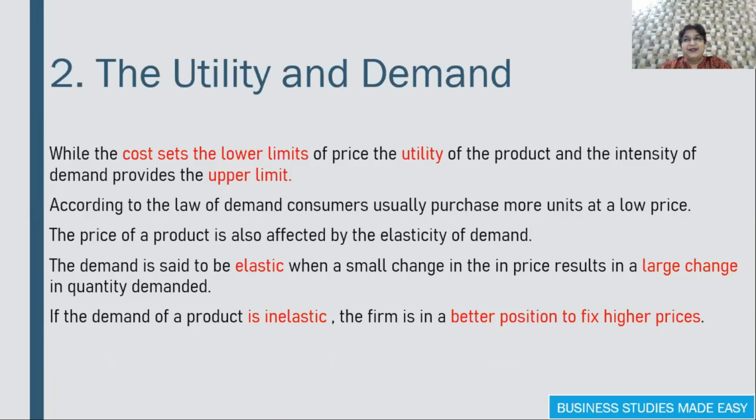Then comes the utility and demand. We are willing to pay more if we get more utility. So while cost sets the lower limit, that is, the minimum the cost should be recovered, the utility and the demand set the upper limit of any product. A consumer will buy a product only when they feel that they're getting utility out of it. For example, you will not pay to buy science books because you're commerce students. For commerce books, you are willing to buy extra books to study, but you will not be willing to pay for science books even if you're getting them at a discount. Because you don't have any utility. The more the utility, the more will be the price.